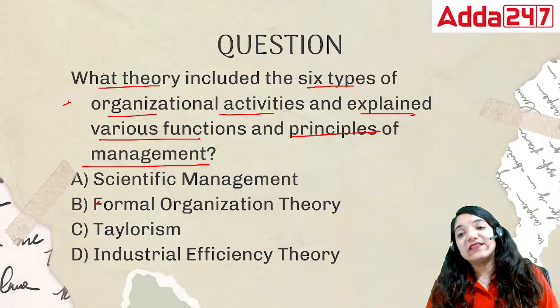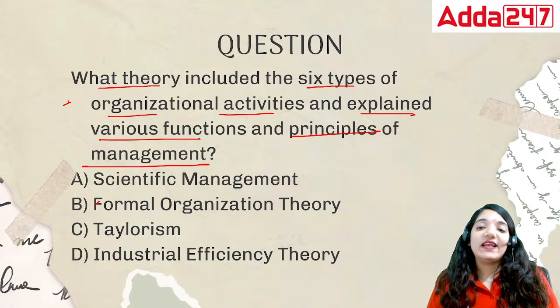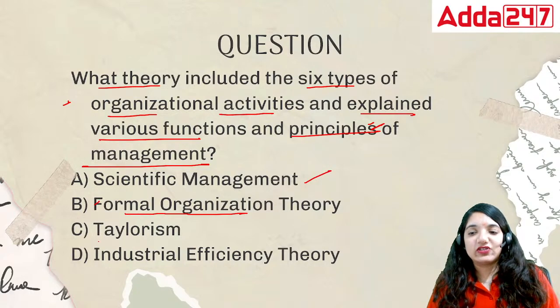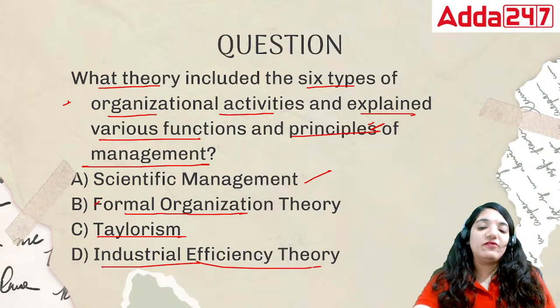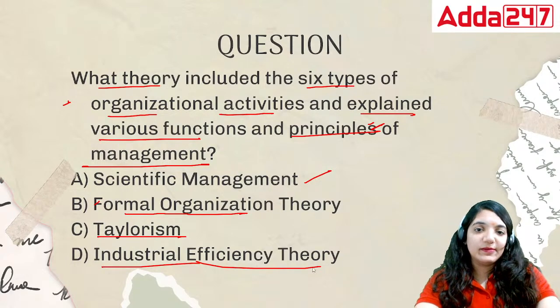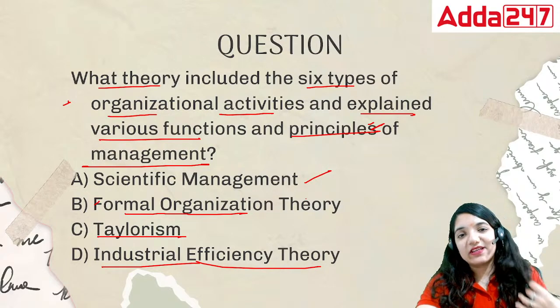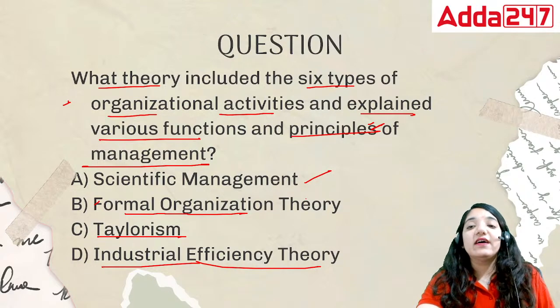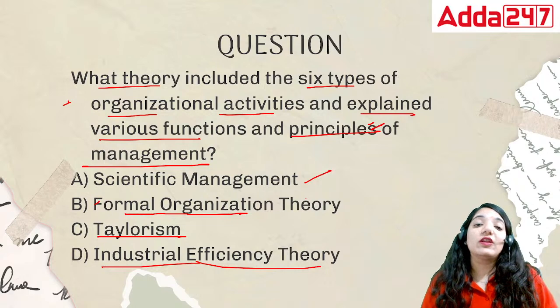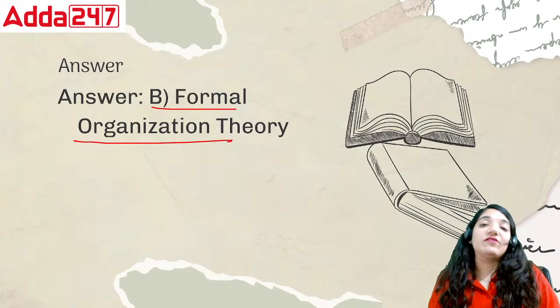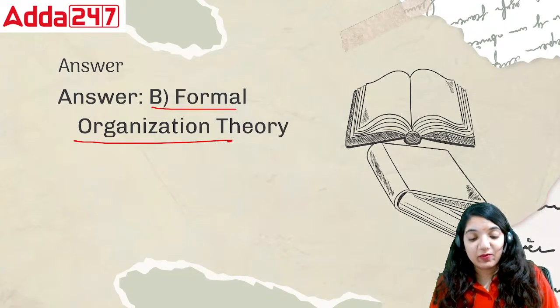Which theory included six types of organizational activities and explained various functions and principles of management? Scientific management, formal organizational theory, Taylorism, or industrial efficiency theory. The various organizational activities as well as the functions of management are all covered under formal organization theory. Basically, they develop a hierarchy, and everything is done as per the hierarchy. Hierarchy means the number of people who are working under someone else.